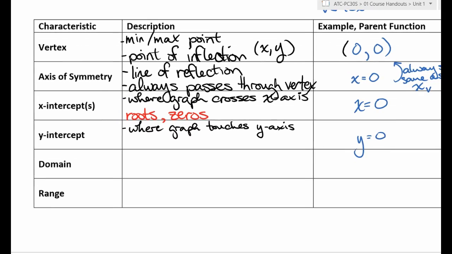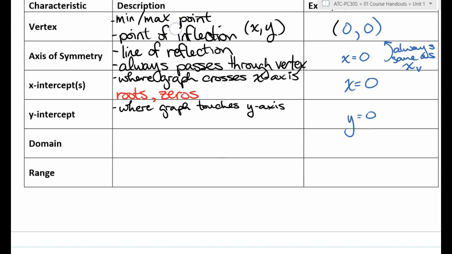The domain of a function is all the possible inputs that we can have that are allowed. So, all possible, you can call them inputs. You can call them x values. You can call them independent values.